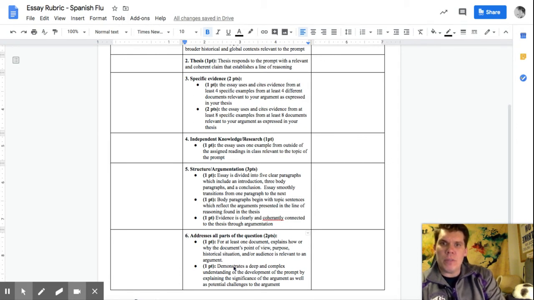Your structure and argumentation portion is 3 points. The first one is just very clear structure. Do you have 5 paragraphs, an introduction, 3 body paragraphs, and a conclusion? And are you smoothly transitioning from one paragraph to the next? Meaning, use transitional phrases or words. The most basic way to do it is you could start your body paragraphs with first, second, and lastly. That's the go-to easy way.